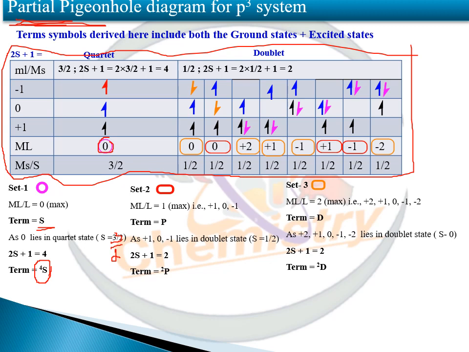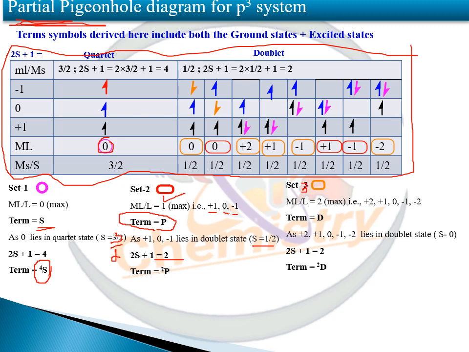Another set where the maximum ml value is 1, meaning we have small ml plus 1, 0, minus 1. The term will be P in case when the ml value is 1. This lies in the doublet state, where S is 1 by 2 over here. So the spin multiplicity will be doublet, and the term will be doublet P.